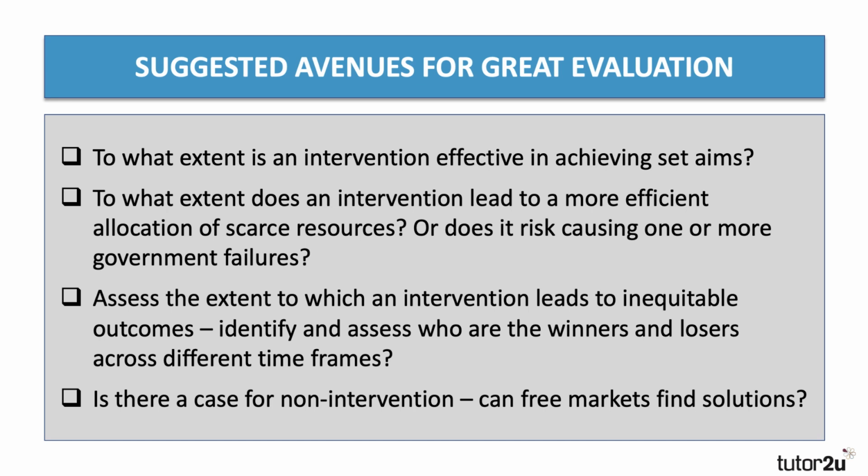And the third E is equitable, or equity. The extent to which an intervention by the government leads to inequitable outcomes. So who are the winners? Who are the losers across different timeframes? And of course, it's perfectly possible to build a case for saying there may not be a case for intervention at all. Can the free market innovation machine find solutions to tricky problems?